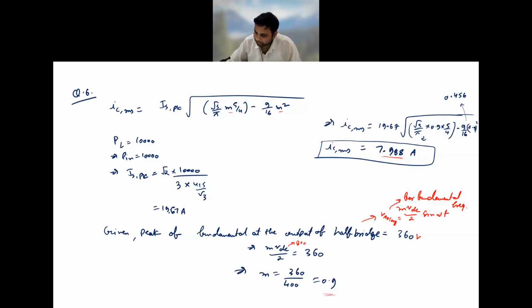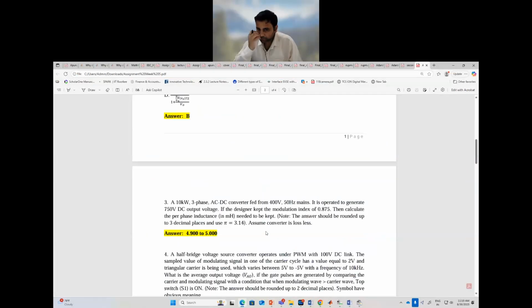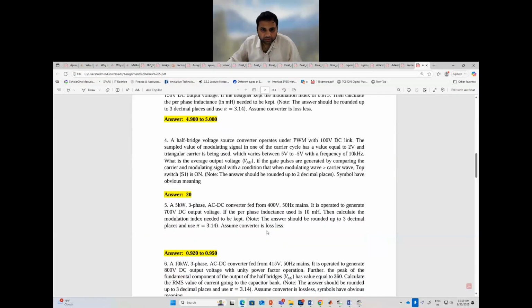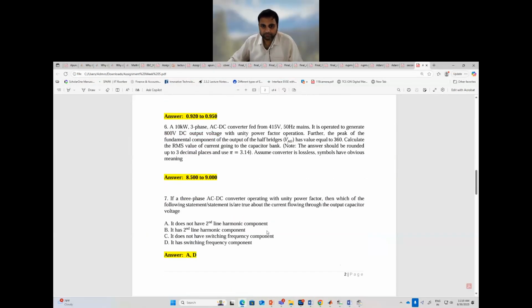So the correct answer is 7.988 ampere. That particular m equal to 0.9, when you put it over here, you will get this value. So that's the question number 6. 6 is done. Question number 7.